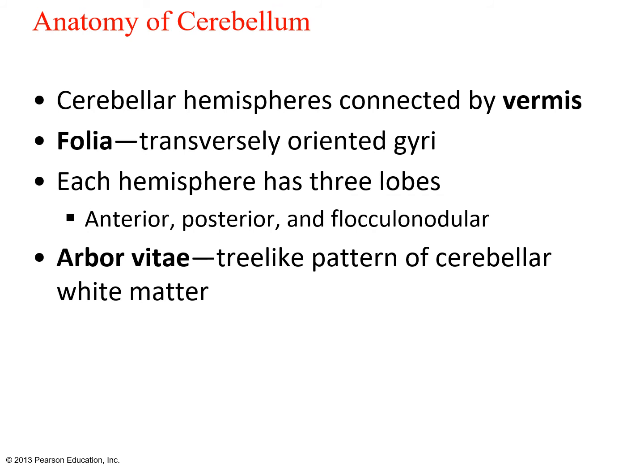The folia are the gyri of the cerebellum, and these are transversely oriented, meaning that they go from left to right, and so they're not as random as the gyri of the cerebrum. They simply go from left to right. Each hemisphere has 3 lobes, which I'll talk about in just a minute, and also the cerebellum has a cerebellar white matter, and this has a tree-like pattern. Arbor vitae literally means tree of life.